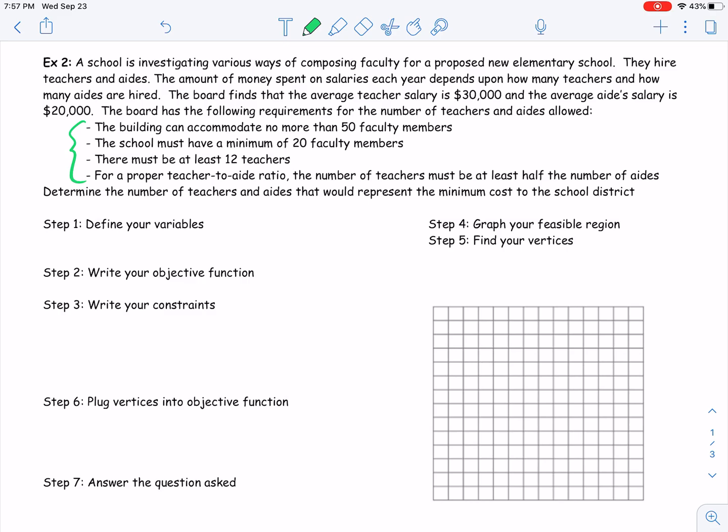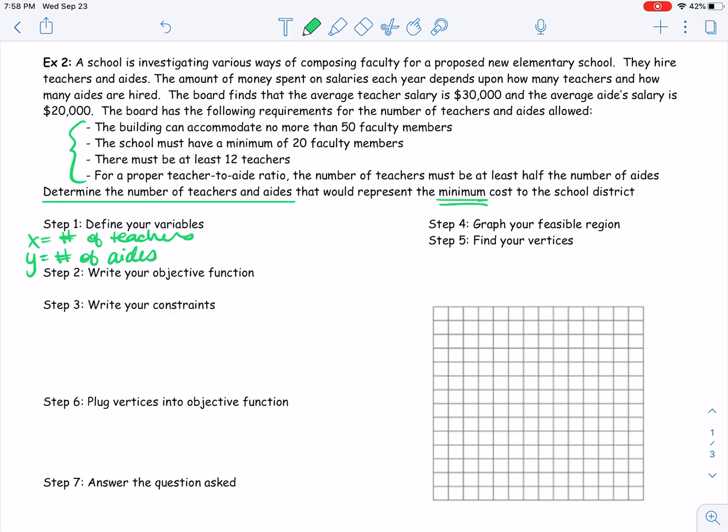In the problem, the first thing they kind of talk about is the salary of the teacher and the aide, but that's not going to be what my variables are going to represent. My variables are going to represent the number of teachers and aides, because that's really my end goal, is to determine how many teachers and how many aides will represent the minimum cost to the school district. So I'm going to say that X is going to equal the number of teachers that this district hires, and Y is going to be the number of aides. And you are more than welcome to use T and A if that makes more sense to you, but I will be using X and Y here.